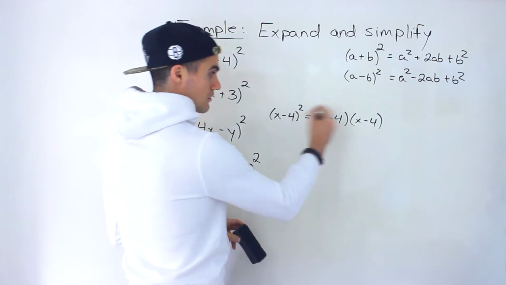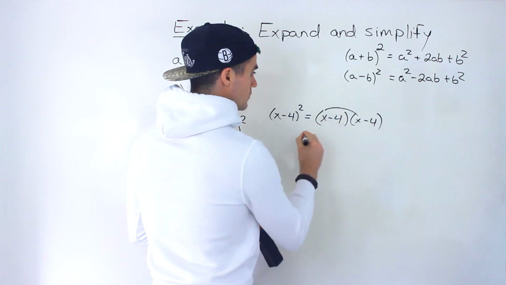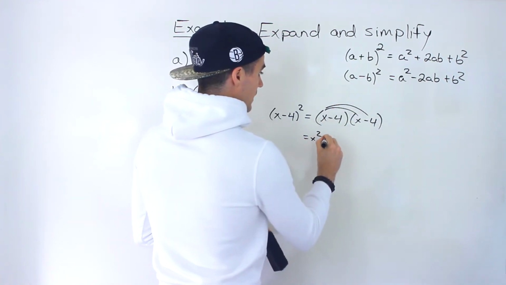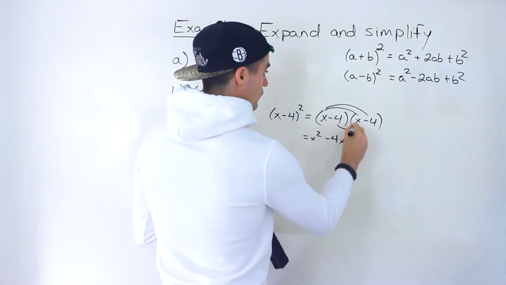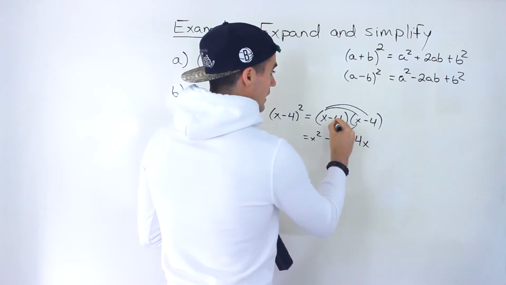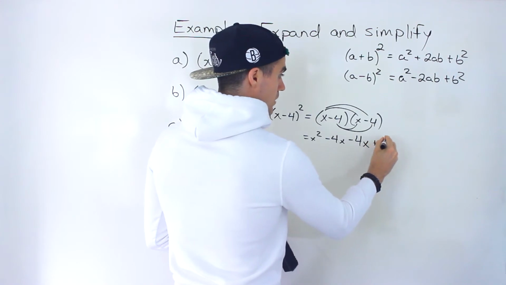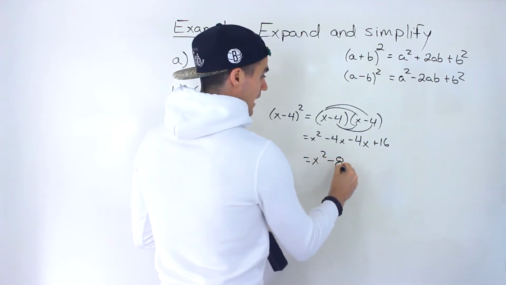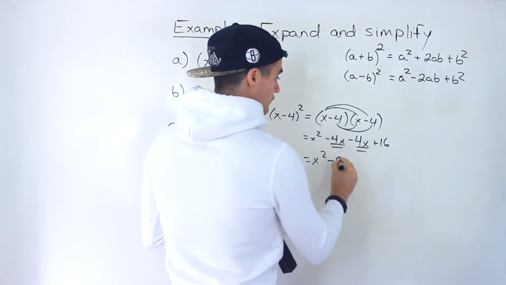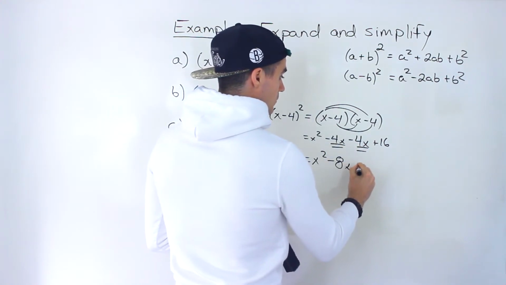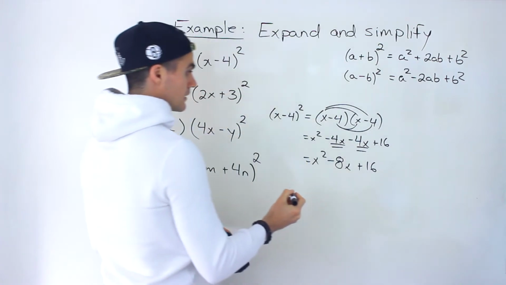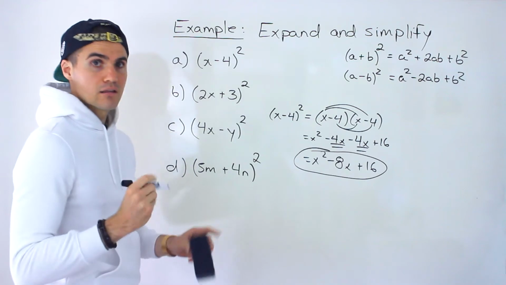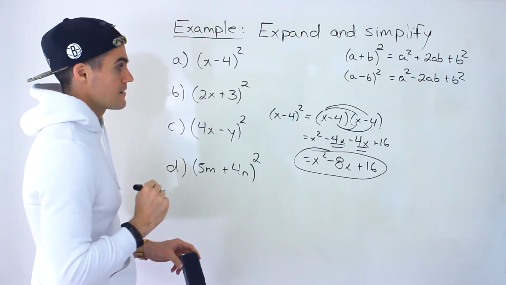So starting with the manual way, my preferred way, we would just do the same thing. X times x is x squared. X times negative 4 is negative 4x. Negative 4 times x is negative 4x. And then negative 4 times negative 4 gives us positive 16. So we'd end up with x squared minus 8x, right? These are like terms you could simplify. They net out to negative 8x, and then we have plus 16, like that. So that ends up being the final answer for part A.